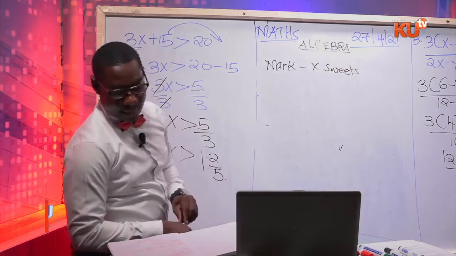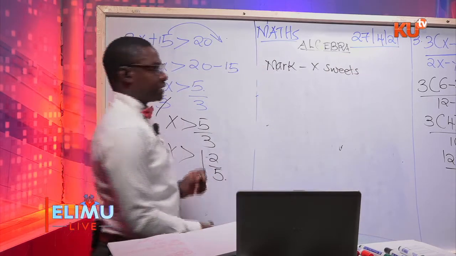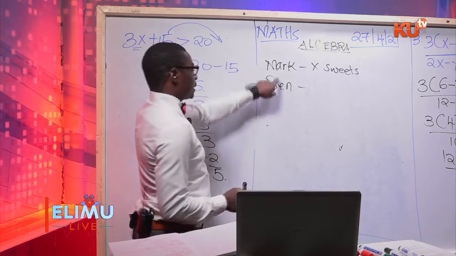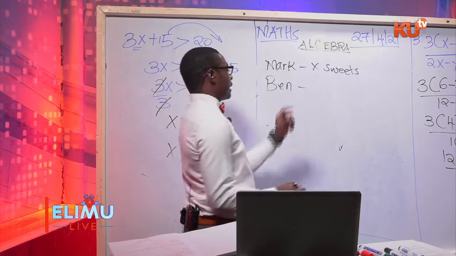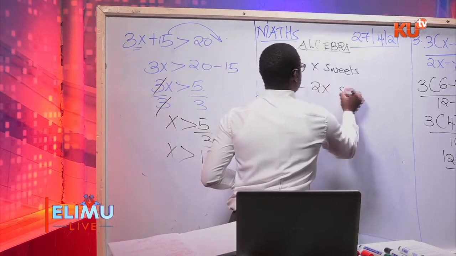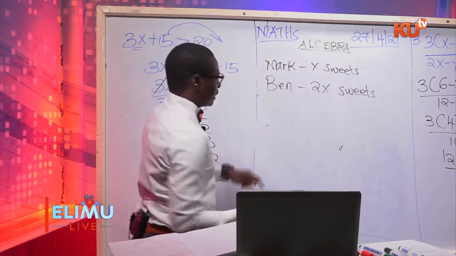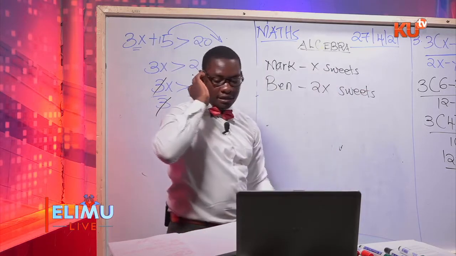Then we have Ben got twice as many sweets as Mark. So if Mark got x, Ben will be 2x sweets. So that is twice as much. When they say thrice as much, that is x times 3 to get 3x.